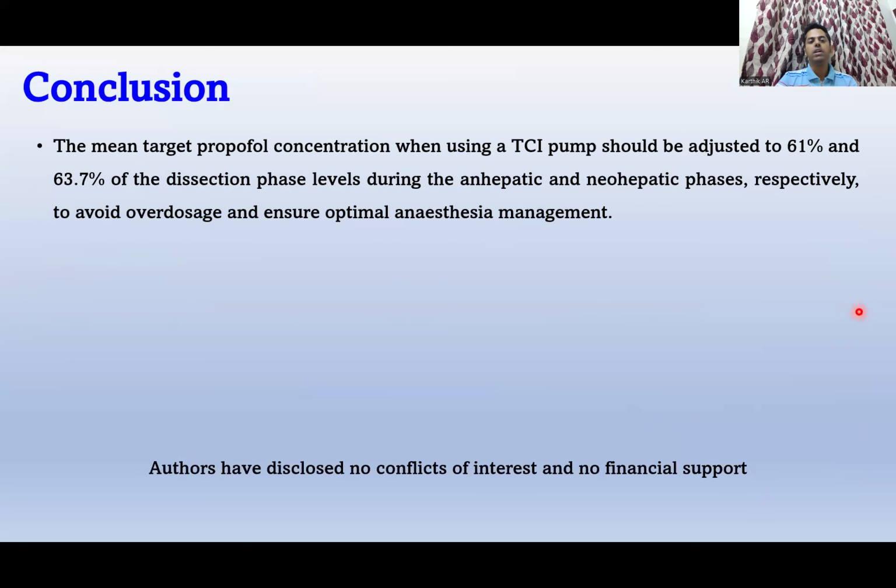So to conclude, the mean target propofol concentration when using a TCI pump should be adjusted to 61% and 63.7% of the dissection phase levels during the anhepatic and neohepatic phases, respectively, to avoid overdosage and ensure optimal anesthesia management. The authors have disclosed no conflicts of interest and no financial support for the study.